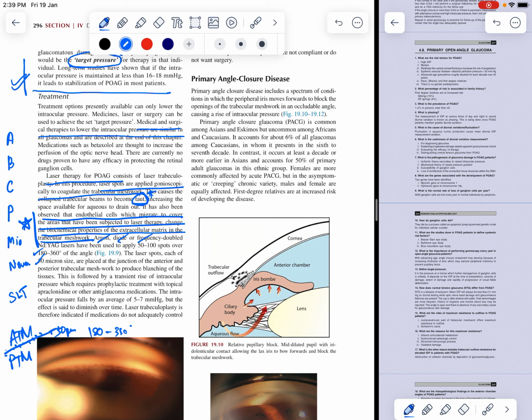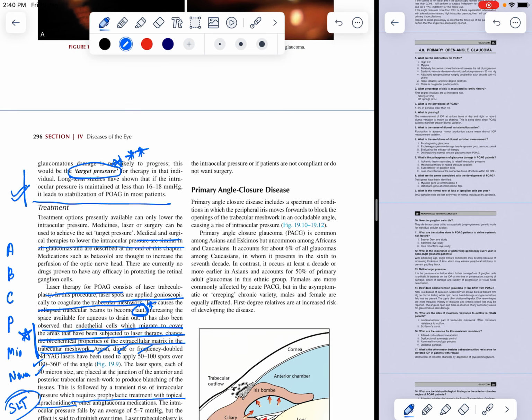As you all know, once we intervene and give a laser shot, there is a transient rise in intraocular pressure, which requires prophylactic treatment with topical apraclonidine. I would not suggest apraclonidine because it has a CNS suppression property. Rather go for brimonidine or timolol if not asthmatic. The intraocular pressure falls by an average of 5 to 7 millimeters mercury, but the effect is said to diminish over time. As I mentioned before, laser trabeculoplasty is therefore indicated if medications do not adequately control the IOP.